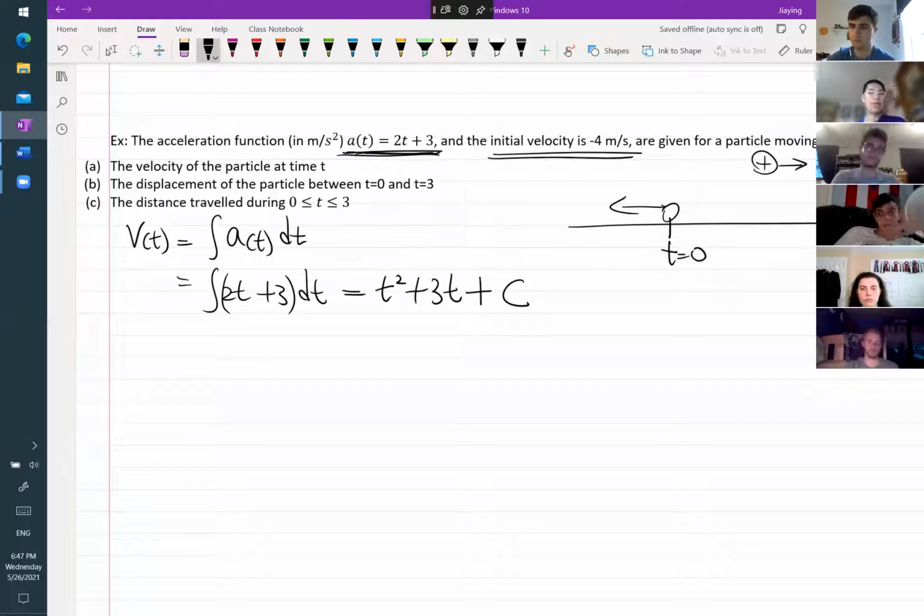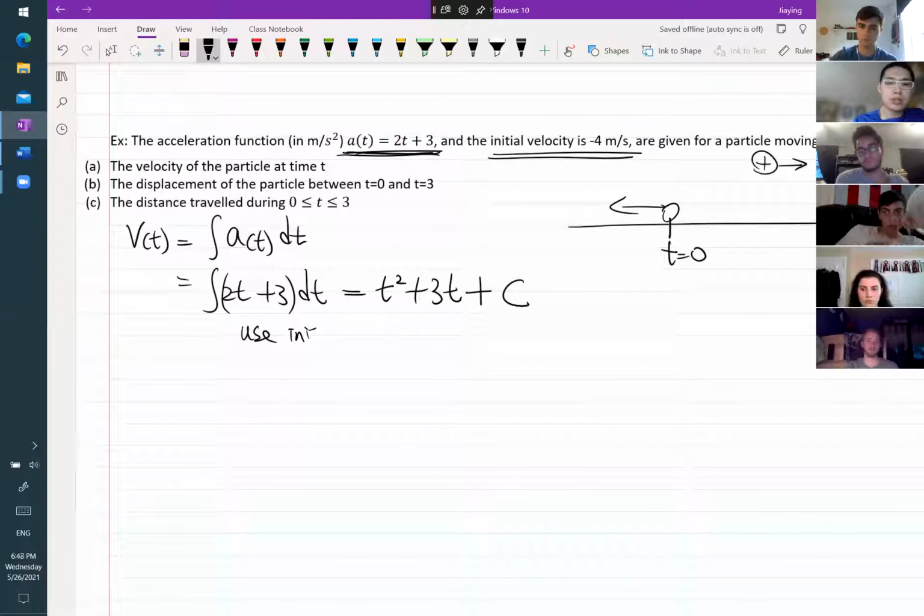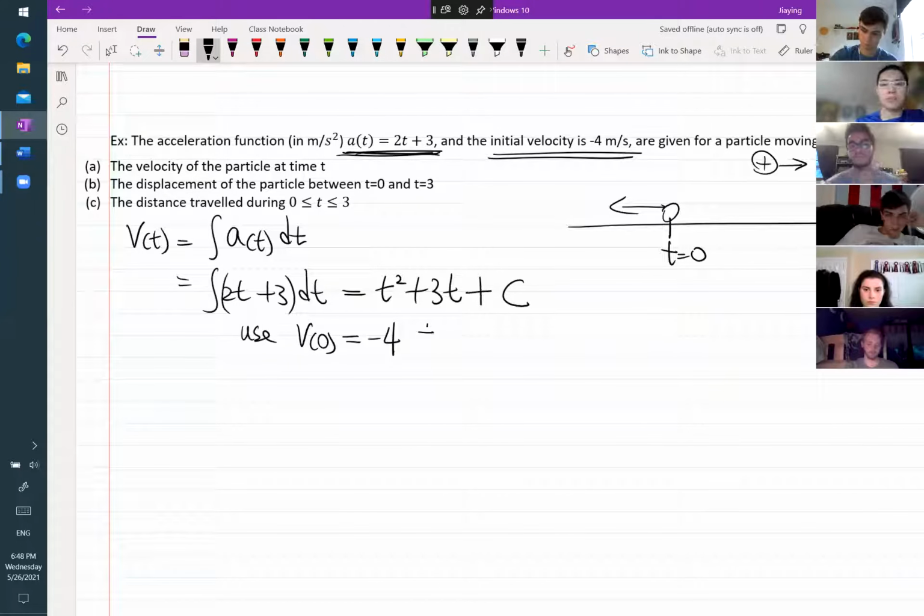I believe that at the end of calculus 1, you cover some of this material. So that velocity tells you how the particle moves. But this is not the velocity function yet, right? Because we have a C we don't know. We have to use the information given. It says initial velocity is -4. So I'm going to use V0, which stands for initial velocity, equal to -4 to find C.